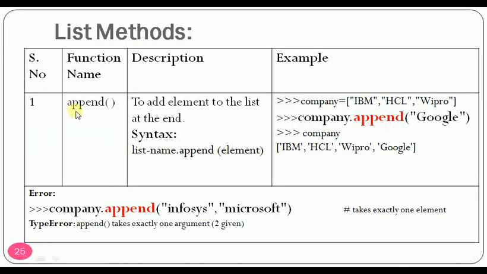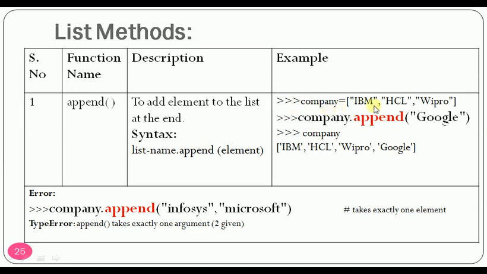The first method is append. This append method is used to add an element to the end of the list. The syntax is like this: list name dot append, and within the bracket you have to mention which element needs to be added. Look at this example.